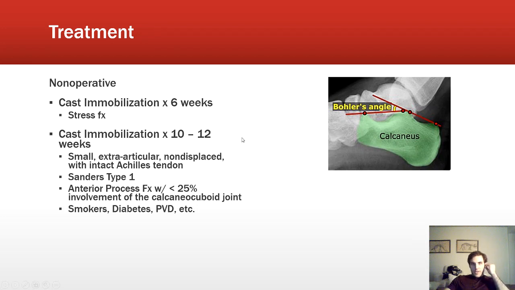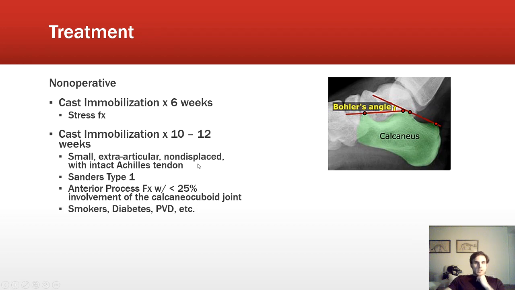You're going to extend the period of cast immobilization to 10 to 12 weeks if you're dealing with any one of these 4 situations. You're dealing with small, extra-articular, non-displaced fractures with an intact Achilles tendon. There are specific measurements and criteria that describe small and non-displaced. I think this is less than 1 millimeter and this is less than 2 millimeters. But just remember, small, extra-articular, non-displaced with an intact Achilles tendon. It's common sense, but it's good to see these things just to remind yourself.